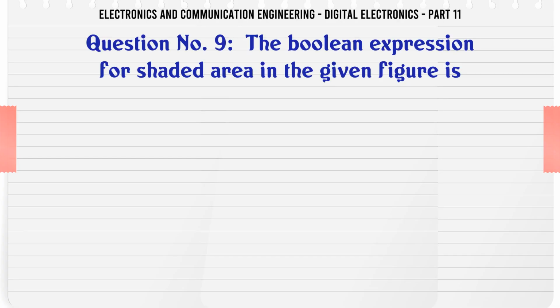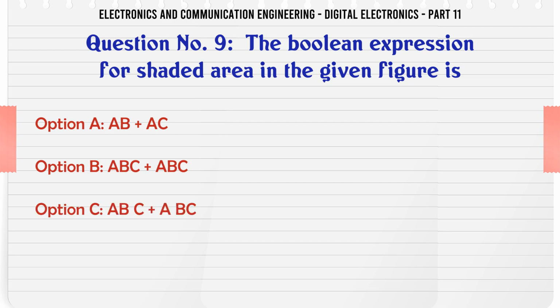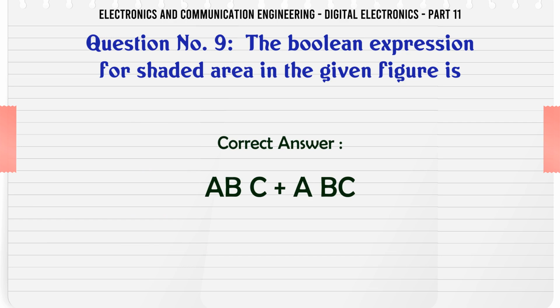The Boolean expression for shaded area in the given figure is: A, ABC. B, ABC ABC. C, ABC ABC. D, none of these. The correct answer is ABC ABC.